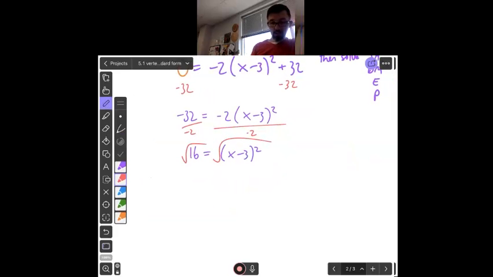So on that right side, we square root. There's no more square. There's nothing on the outside of the parentheses anymore. So the parentheses are useless. So we don't need those anymore.